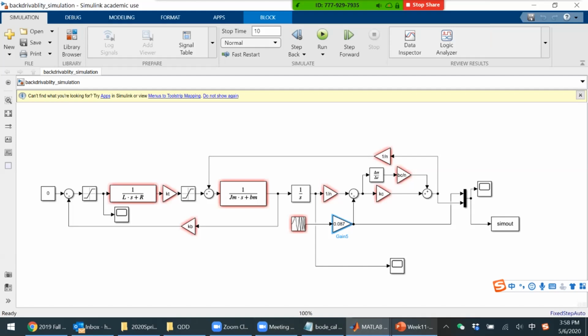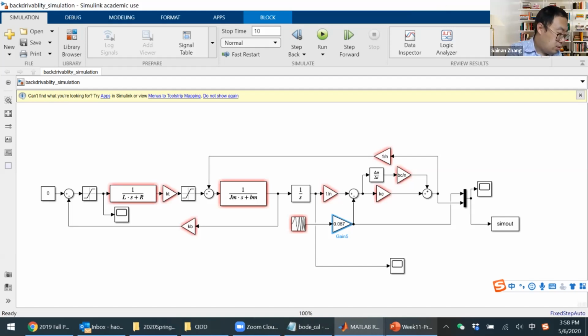The B_c divided by N though, that's definitely a mistake, right? I think so. Let me double check that and get back to you today. Yeah, okay, thank you.